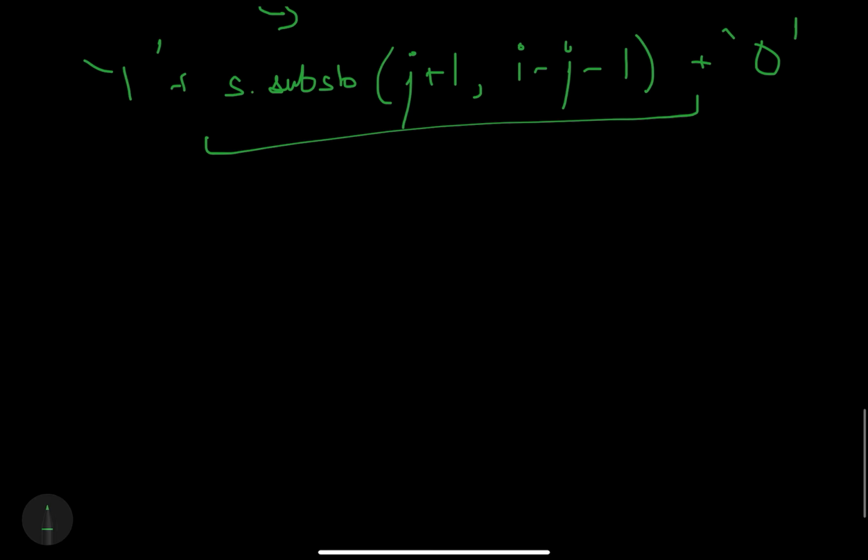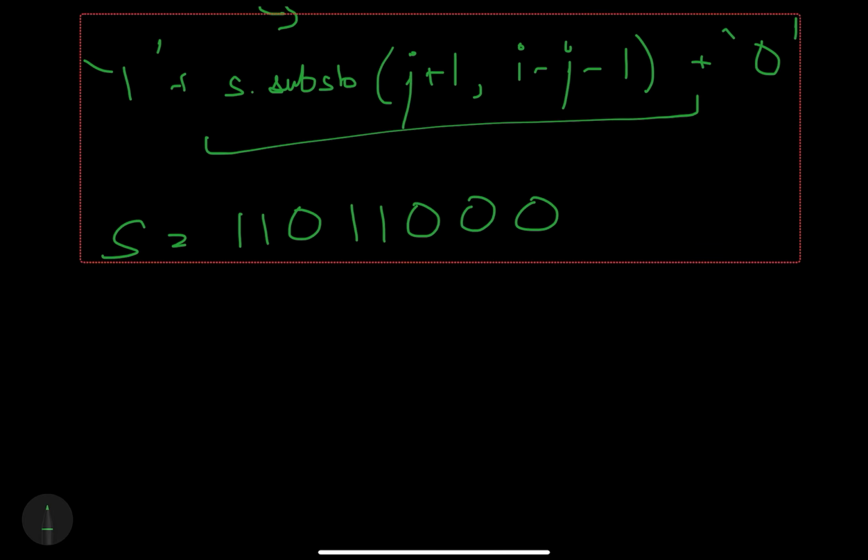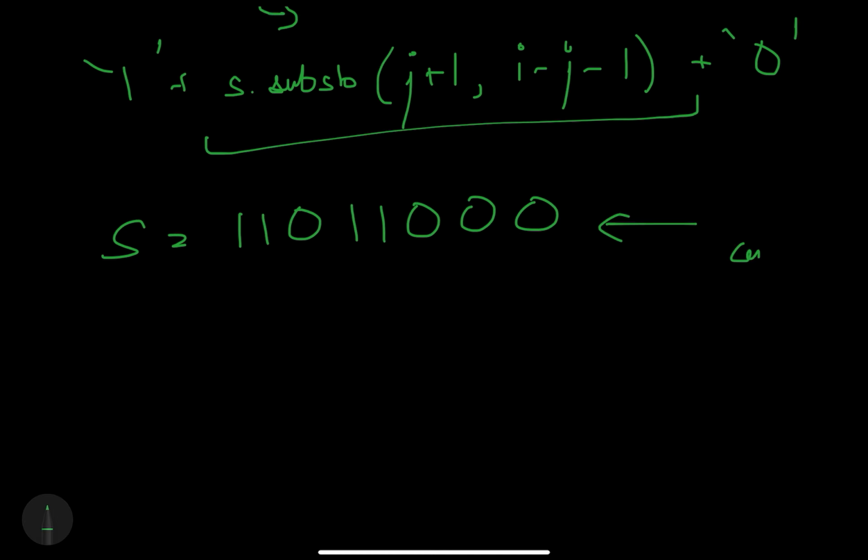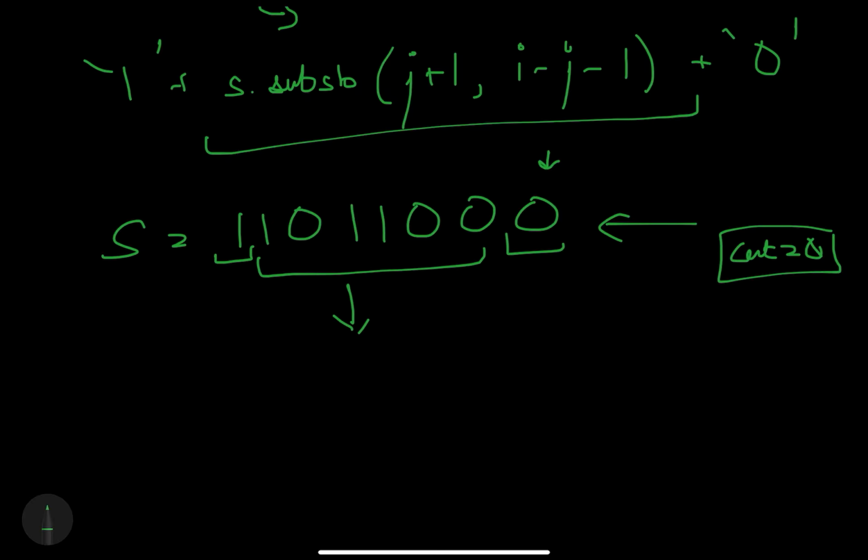Got it? So let's take an example. Suppose our s is equal to 110110000. Let's split it into the top-level strings. At last, we'll have count equal to 0, when the number of ones will be equal to the number of zeros, so our counter will be 0. So we have removed this 1 and this 0, and this inner part we have again sent to the recursive function.